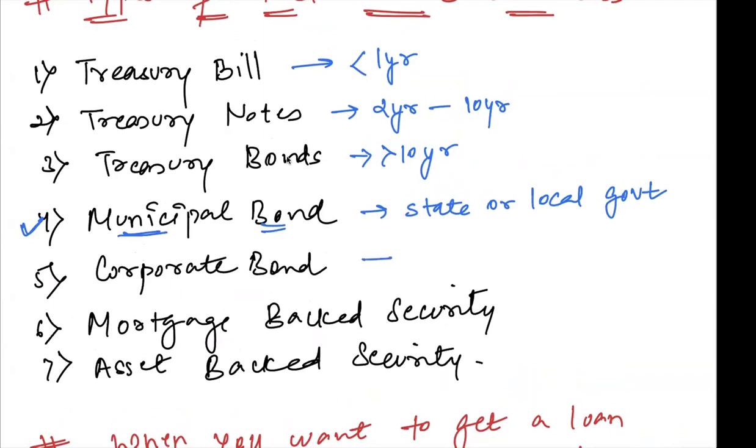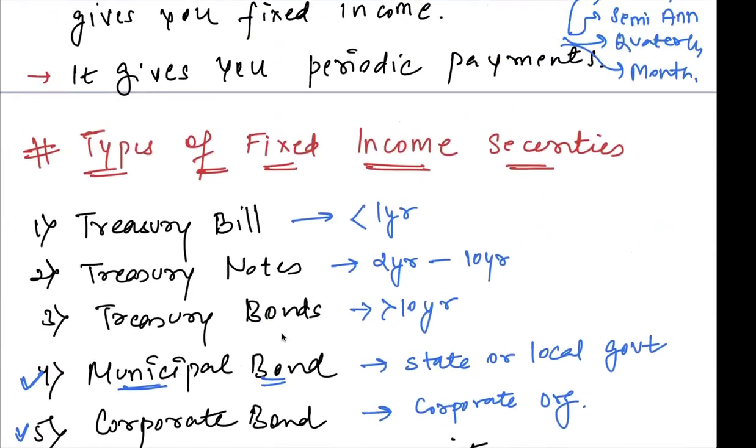Let's say any corporate organization wants money from the public, what can they do? They can issue corporate bonds. Is this clear? Please tell me. This will be discussed at a later stage. But as of now, do you understand?